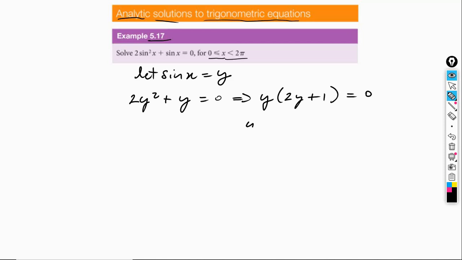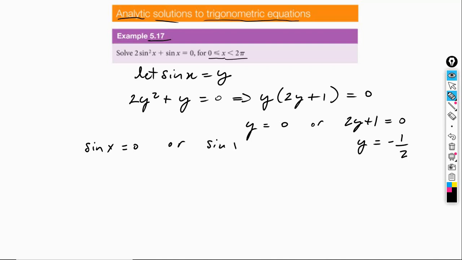Therefore, y is equal to 0, or 2y plus 1 is equal to 0, which means that y is equal to negative 1/2. So in other words, sine of x is equal to 0, or sine of x is equal to negative 1/2.